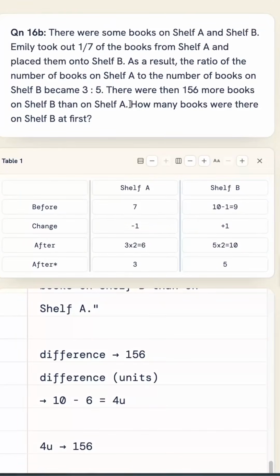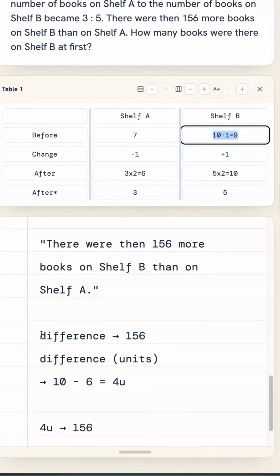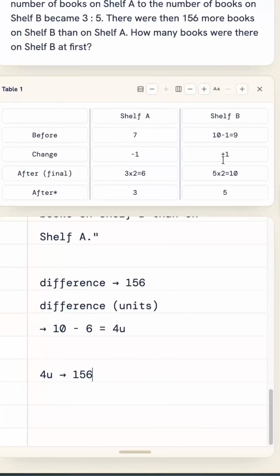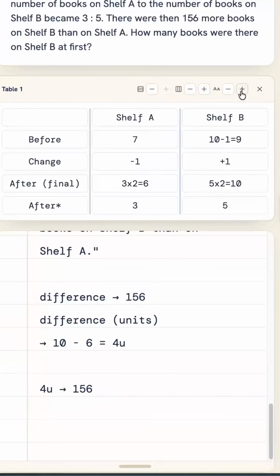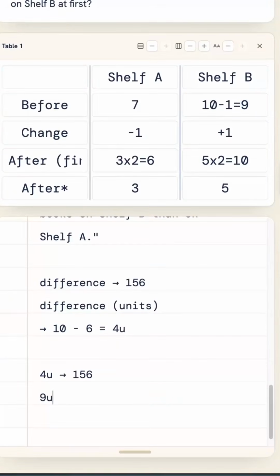So for part B, how many books were there on shelf B at first? We know that the difference in the question is 156. So the difference in units, 10 and 6 over here, will be equal to 156. Therefore, 4 units is 156. Now we know that shelf B at first is 9 units. So 9 units will be 156 divided by 4, times 9. And this will give us 351. Right, there you go.